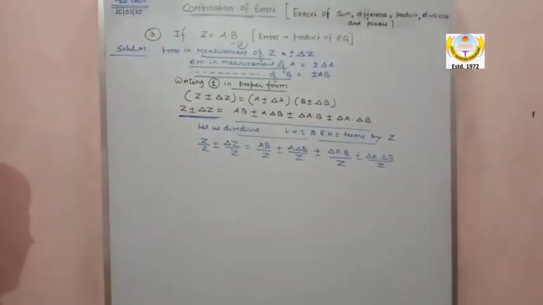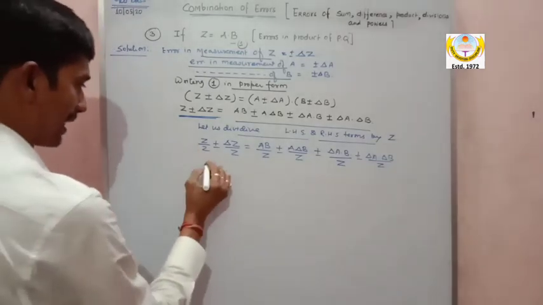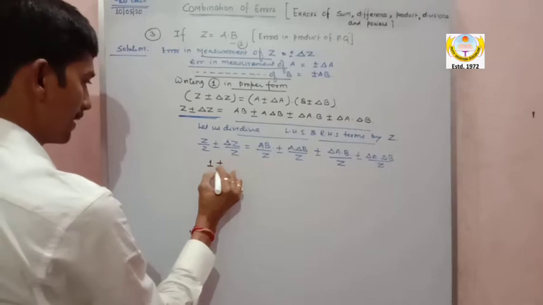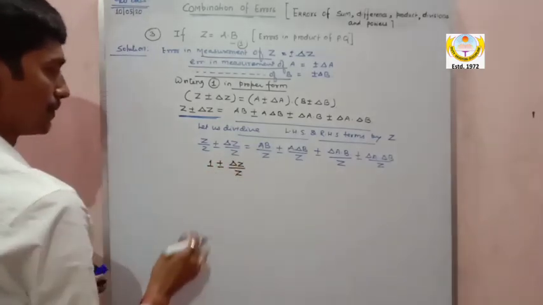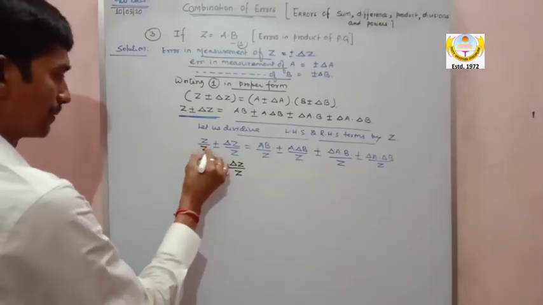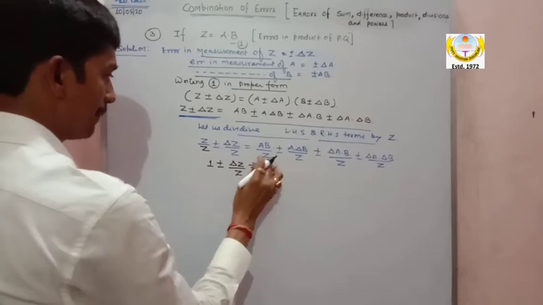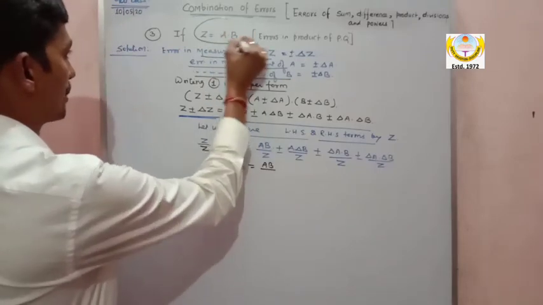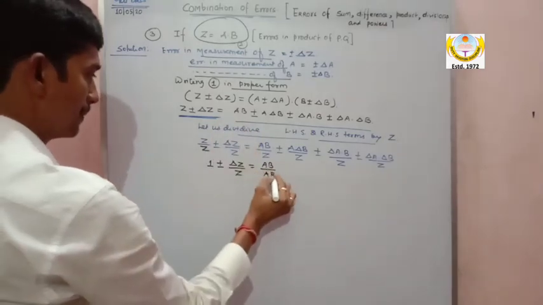So I divided each term by z from the left-hand side to the right-hand side. As soon as I divide this, I will get the answer here. Z divided by z is 1. This is plus minus delta z by z. Z by z is 1, is equal to AB divided by z. And what is z? Z is equal to AB, you can see. So AB divided by AB.